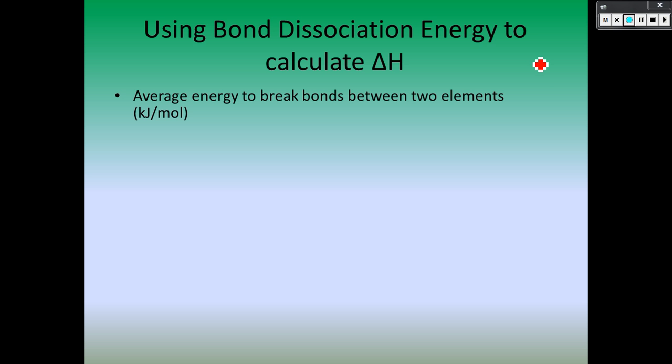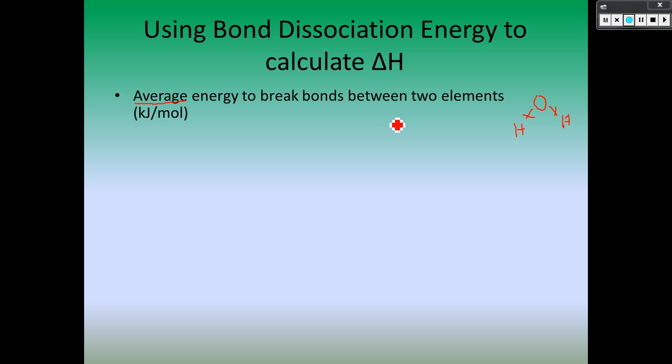So, as we said, bond dissociation energy is the average energy to break bonds between two elements. And it's also in kilojoules per mole. The word average here is because, let's take water, which is H2O. Water has two bonds that are both OH bonds. But once you put in energy to break this one, it's actually going to take a different amount of energy to break this one, because now you don't have this other bond here. So that's why these are averages.